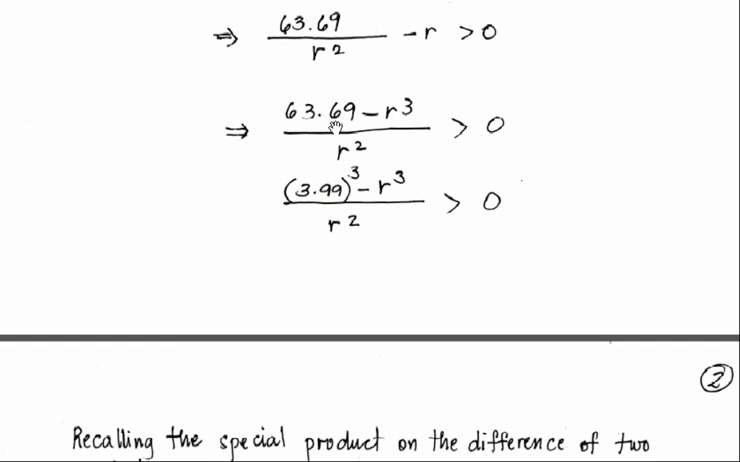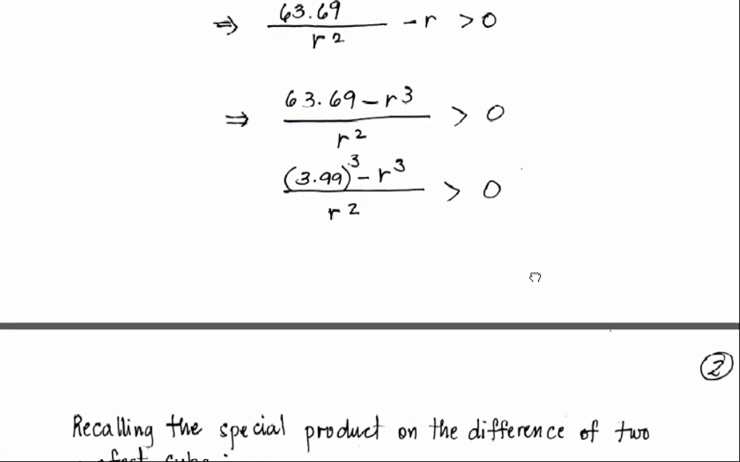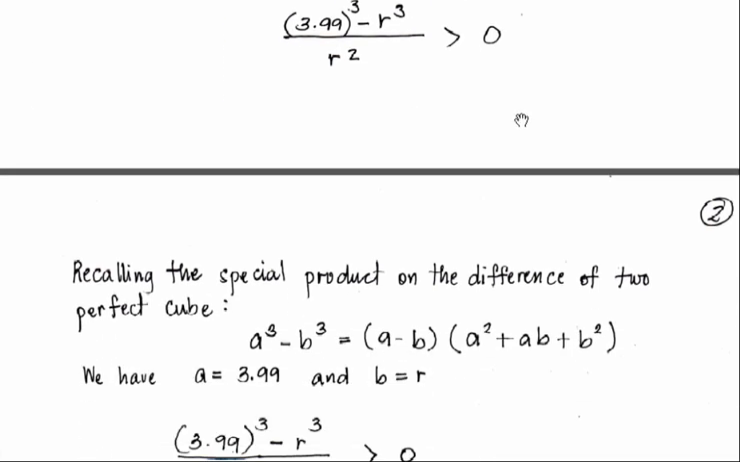What did I say earlier? 64 is a perfect cube. The cube root is 4. 4 cubed equals 64. So we expect that the cube root of this is somewhat closer to, but not equal to, 4. In this case, using the calculator, the cube root of 63.69 is 3.99. Expressed in terms of cube, 3.99 cubed minus r cubed all over r squared is greater than 0.